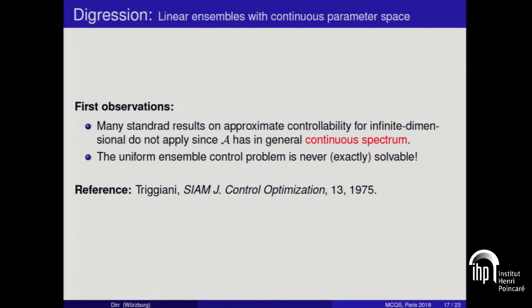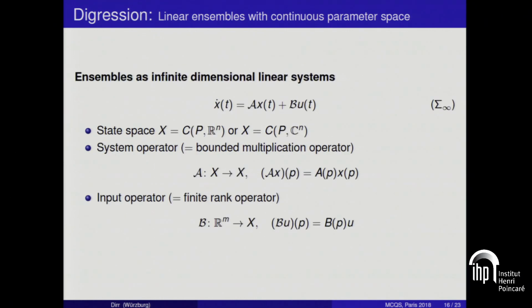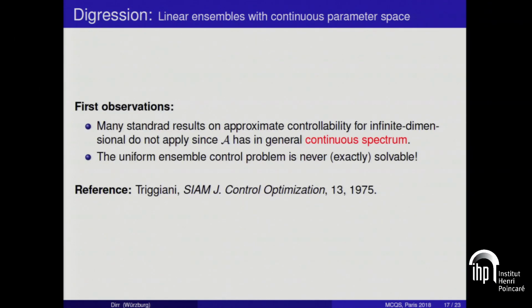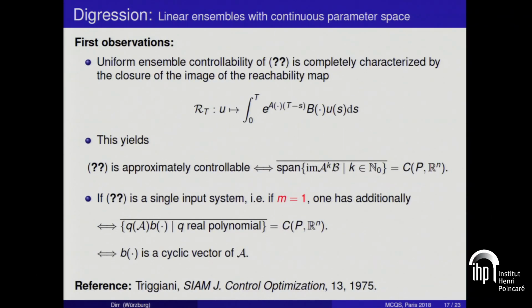And what is also easy to check with standard results is that you can never hope to get exact controllability, due to the fact that the corresponding reachable map is a compact operator, and once you have a compact operator, you know there's no chance to obtain exact controllability. You can only hope for approximate controllability.